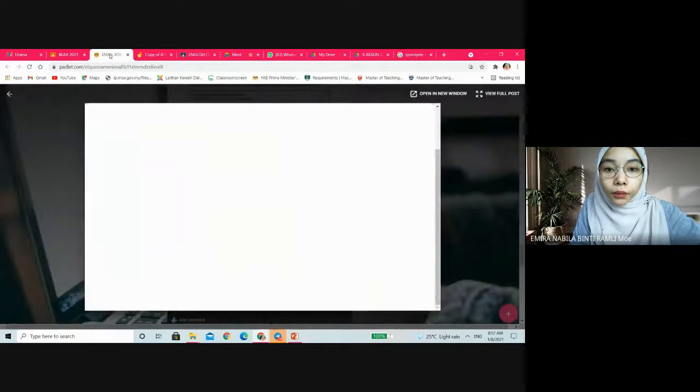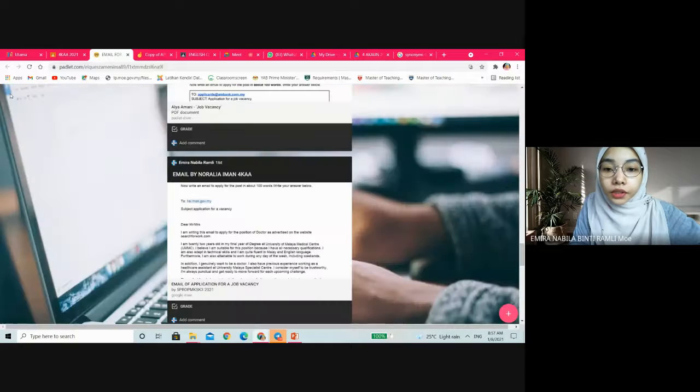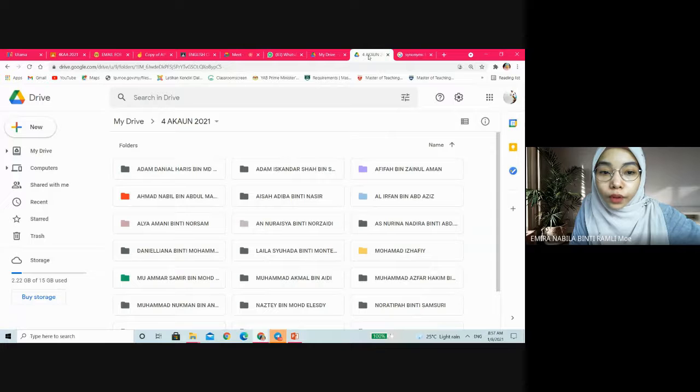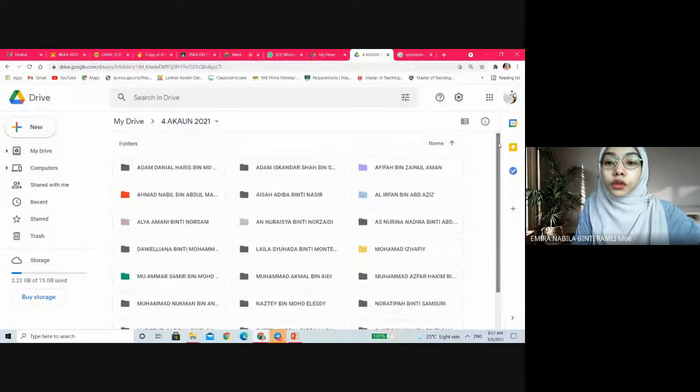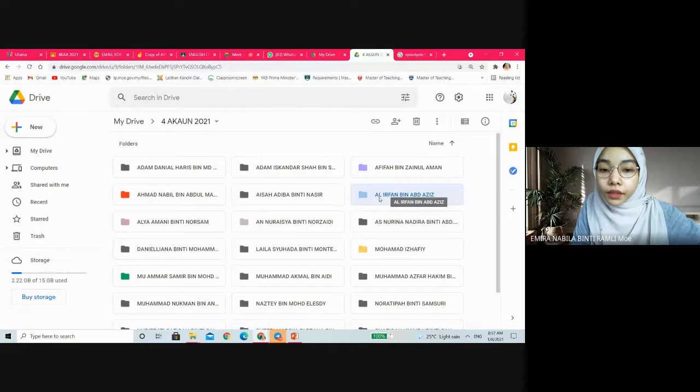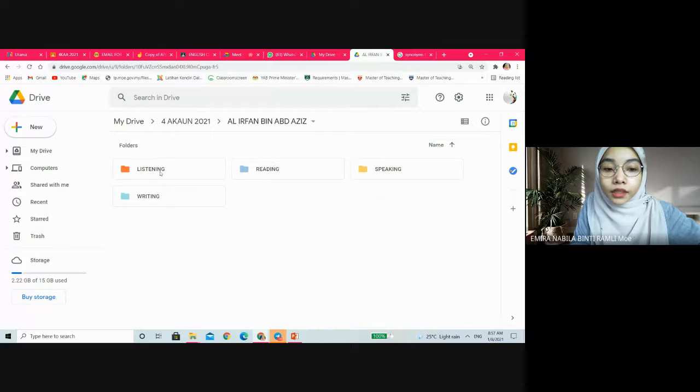Right now, I want to go to the email that you have written. So I'm going to open for account Google Drive right now. And I've gone through your Google Drive. Good job to people like Al-Irfan. I believe there are other people yang you have already organized your folders according to listening, reading, speaking, writing.